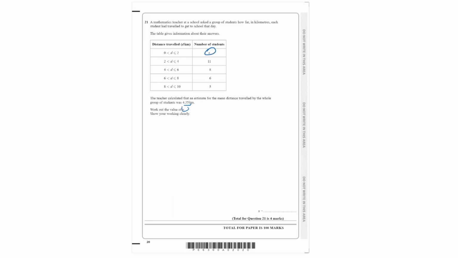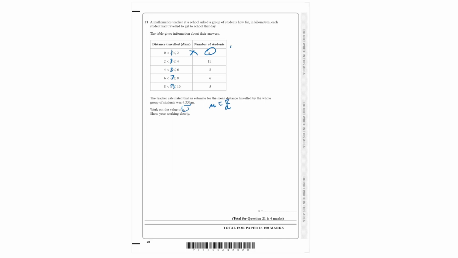Now, when given a table like this, we simply take the middle value. So 0 to 2, the middle is 1. 2 to 4, that's 3. 4 to 6, that's 5. 6 to 8, that's 7. And 8 to 10, that's 9. Now, if we're able to multiply this by the number of students, we can then get the total. And we know that the mean is equal to total divided by quantity.